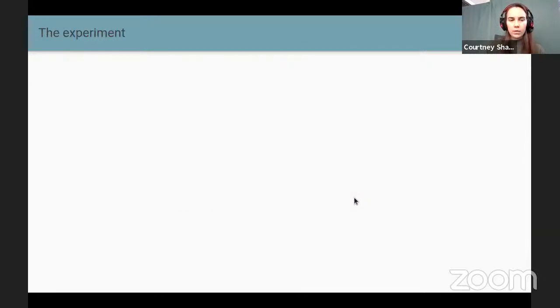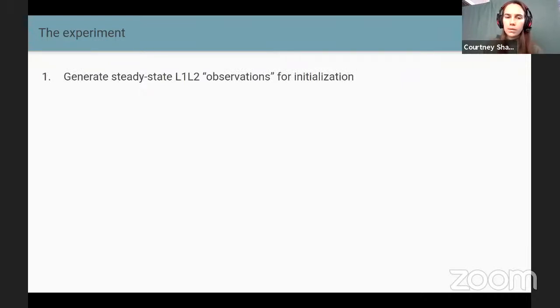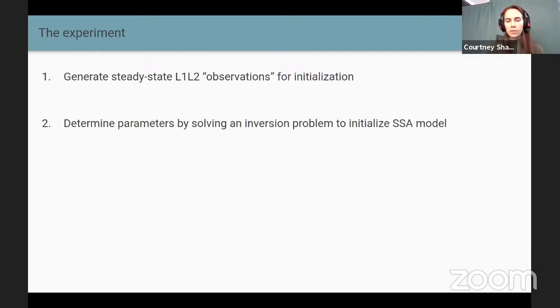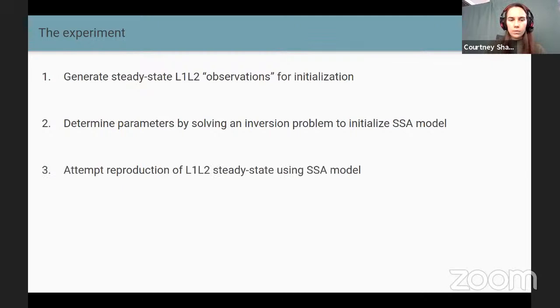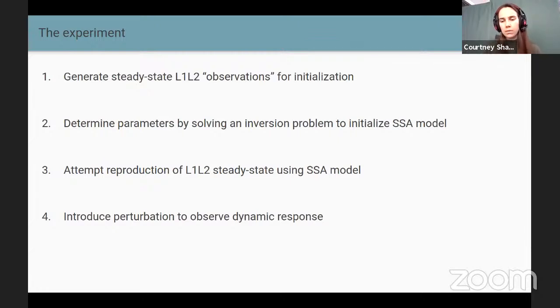I'll outline the experiment here. First, we will generate steady state L1, L2 results and treat those as the observations for the initialization. Two, we'll determine parameters by solving an inversion problem. These parameters specifically are the basal friction coefficient and the viscosity coefficient, and these will be used to initialize the SSA model. Third, we'll use these parameters to try and reproduce the L1, L2 steady state position using this initialized SSA model. And lastly, we'll introduce a perturbation to observe the dynamic response of these models. So first I'll talk about how we generate these observations.